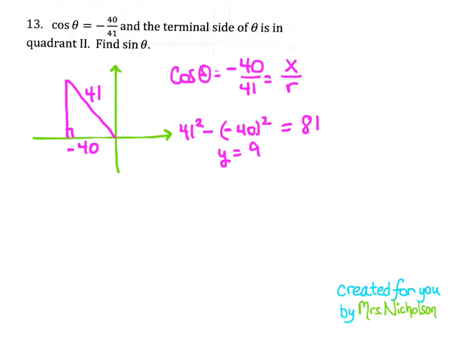Now this angle is in the second quadrant. And so in quadrant 2, y is positive. And so I'm just going to put positive 9 there on the y side. And now we're ready to answer our question. They asked us to find sine of theta. So sine theta, y over r, 9 over 41.